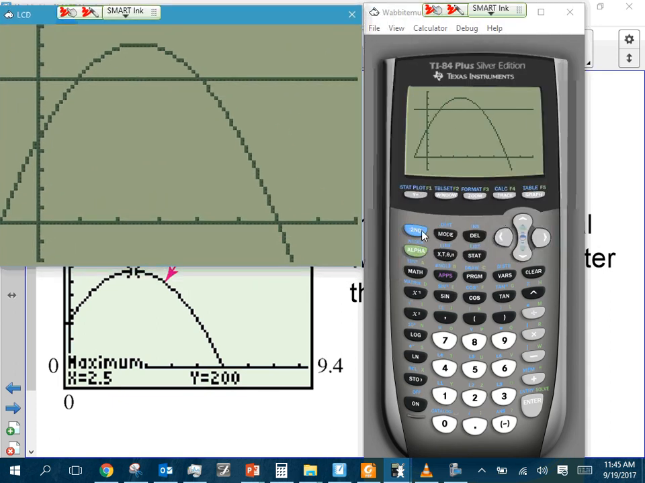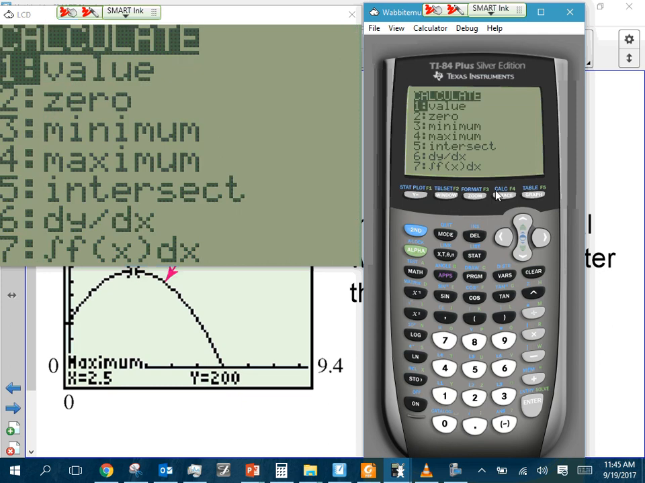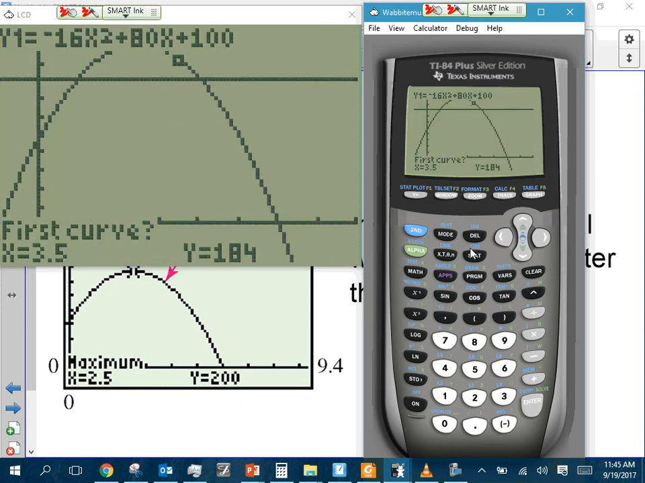So I'm going to go to second trace, which is going to take me to the calculate functions. I'm going to go down to 5, which is intersect. And I'm going to move my cursor. You see, it's that weird cursor now with the open dot on it. But it's just going to tell me that I can move basically left and right on this curve.